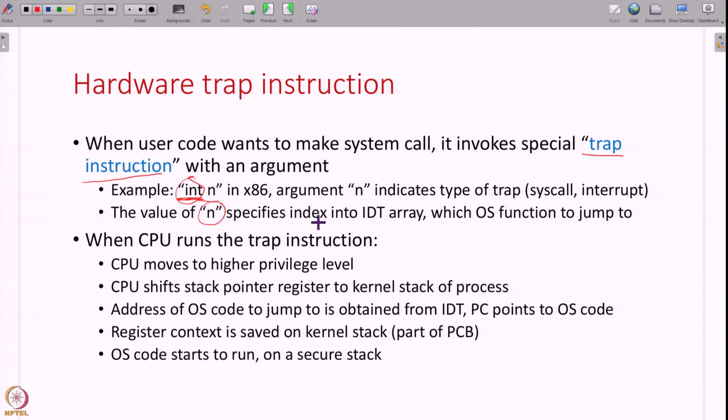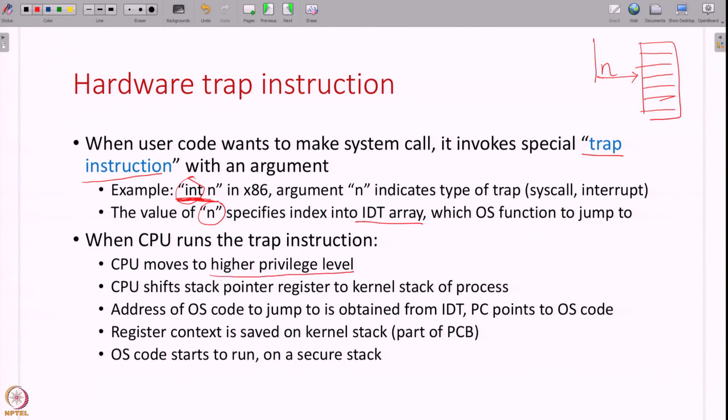This argument is basically the index into the IDT array. So the interrupt descriptor table has multiple addresses: if this event happens, run this code; if that event happens, run that code. It has multiple entries, and this n will tell you which entry to use and which operating system code to invoke. So any event that has to trap into the operating system will begin with the CPU executing this int n instruction. And what happens when the CPU runs this trap instruction?